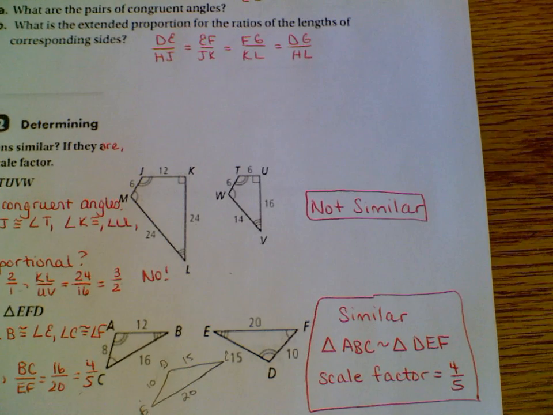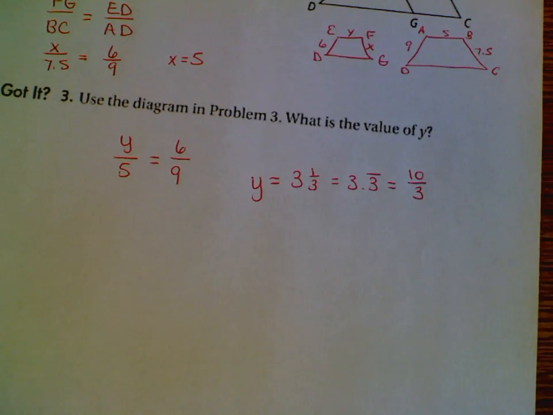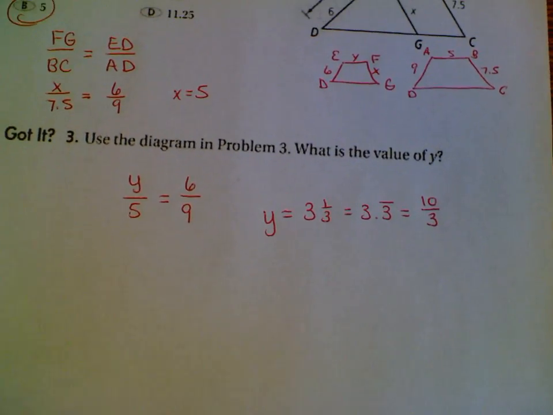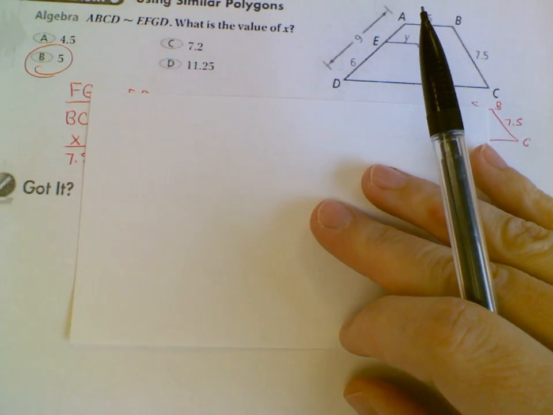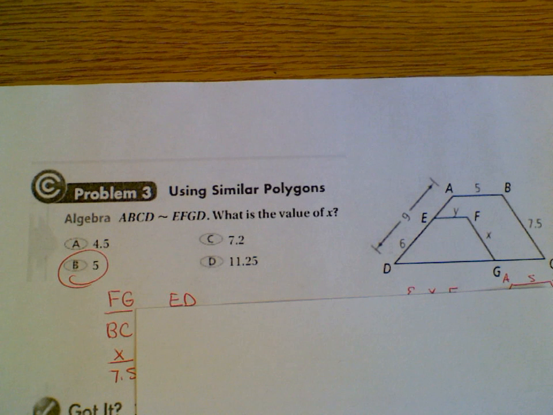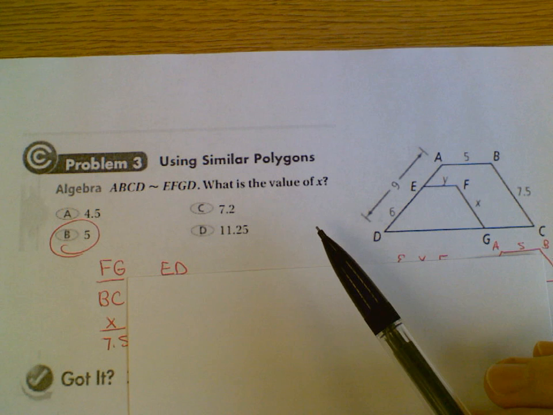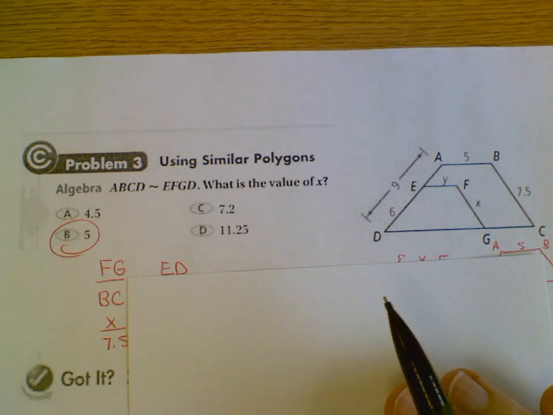Okay, so a lot going on with similar figures. You have to make sure that you have congruent angles. You have to make sure that your sides are proportional. The last piece then is setting up a proportion, which connects to what we did in the last lesson, to find a missing length. So here's my first one. It's wanting me to find the value of x.